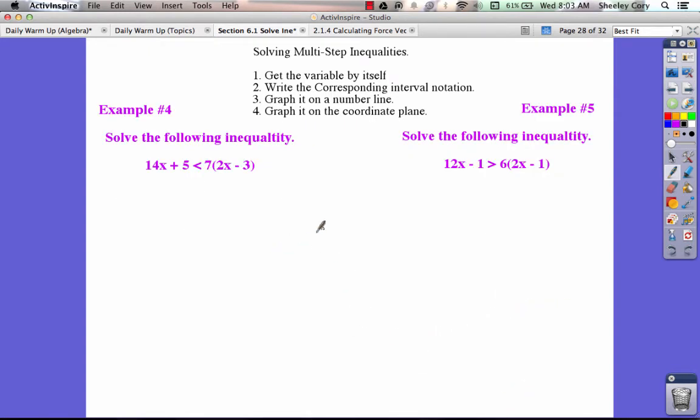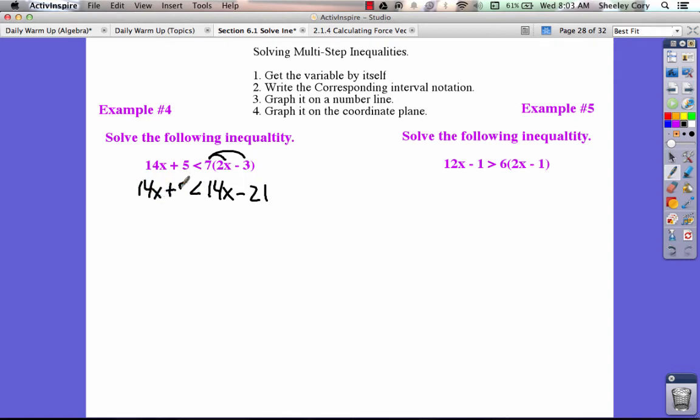Now we have two different examples here that are going to be special cases. We're just going to solve these like normal, but you'll see that they turn out to be a little bit different than what we've seen. We've got parentheses here, so we need to distribute. We get 7 times 2x, that's 14x, minus 21. The sign still stays the same, greater than 14x plus 5.